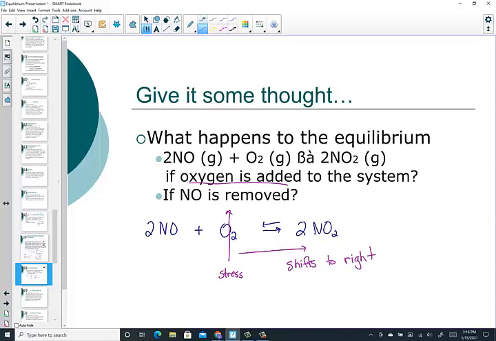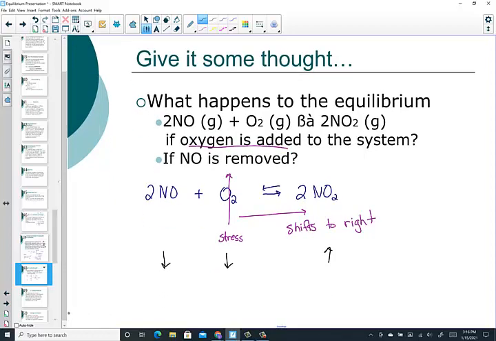As it shifts to the right, the NO gets consumed, that excess oxygen gets consumed, and more product would be made. So you've reestablished the equilibrium constant by shifting the equilibrium to the right.